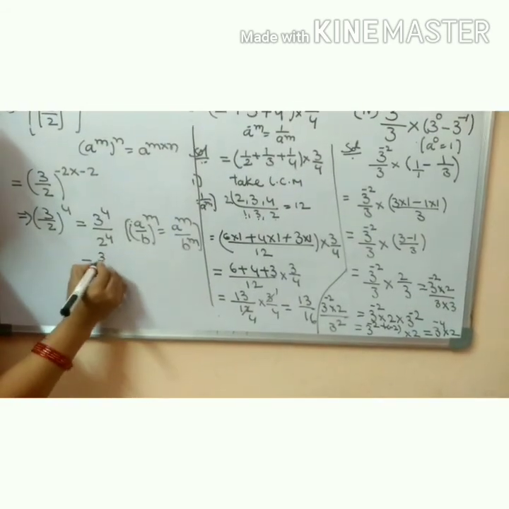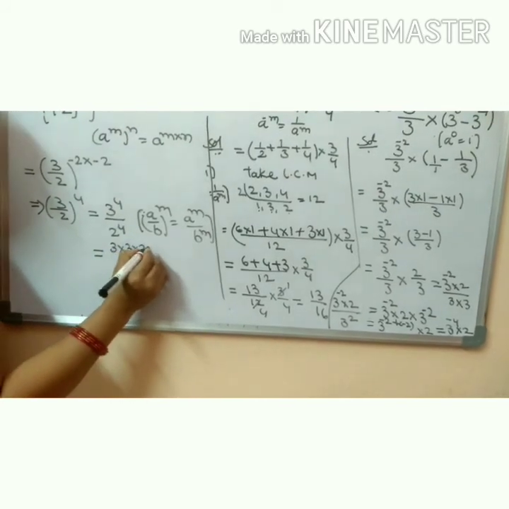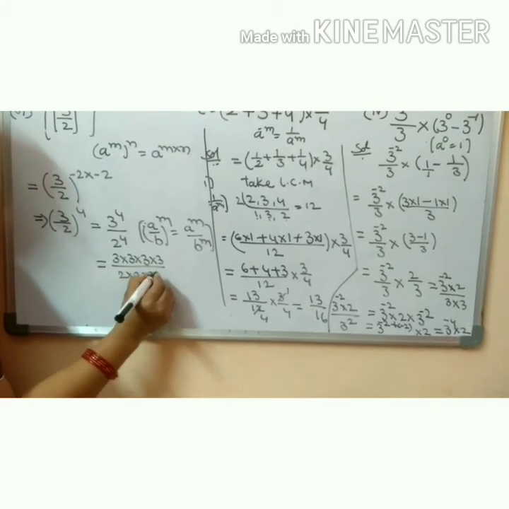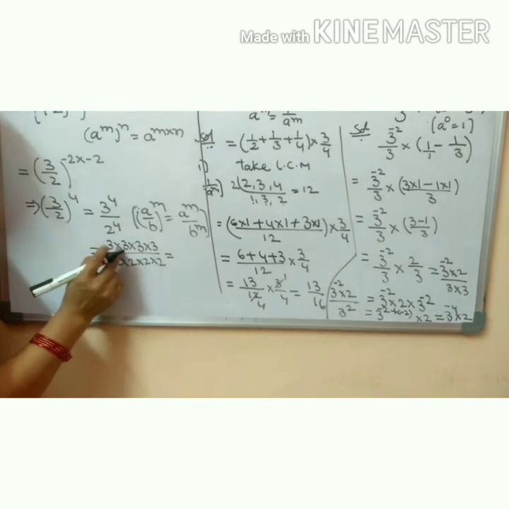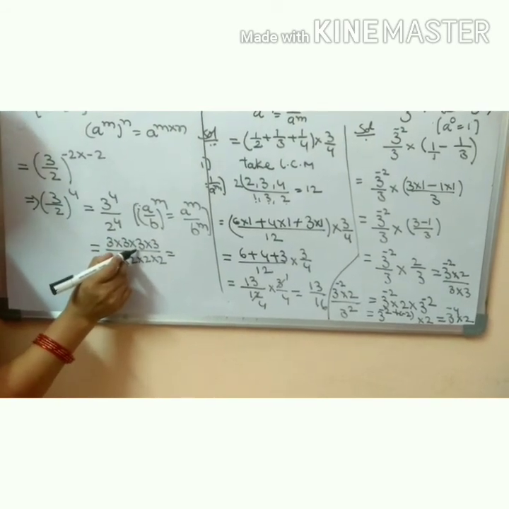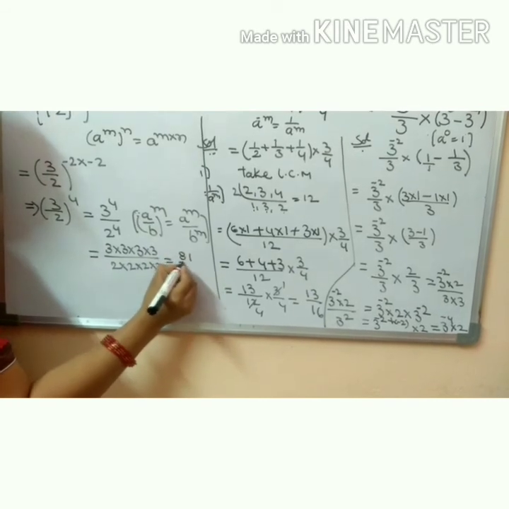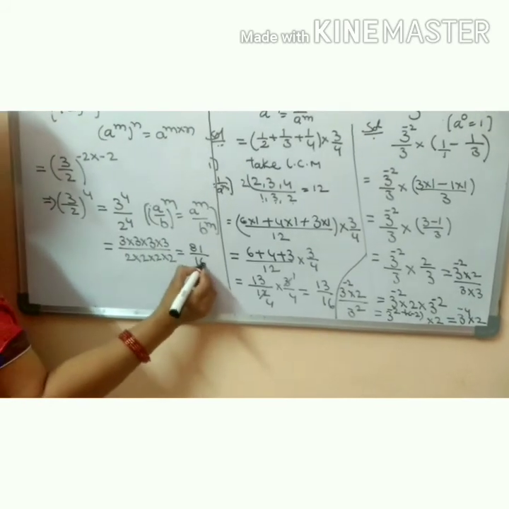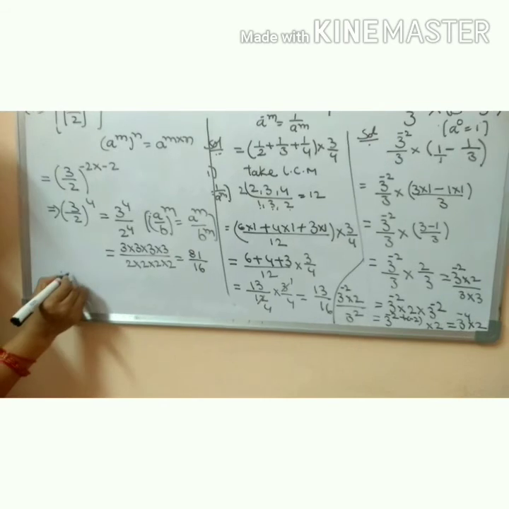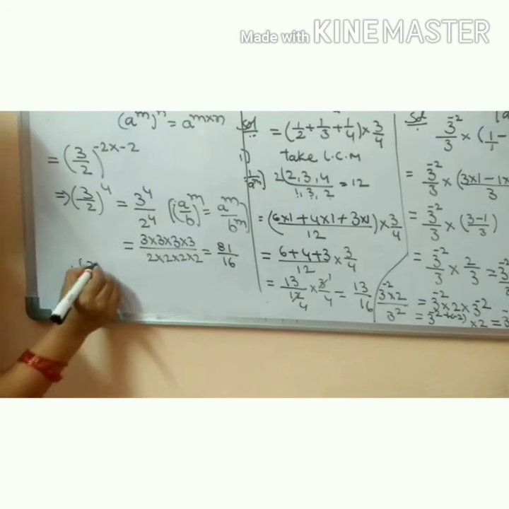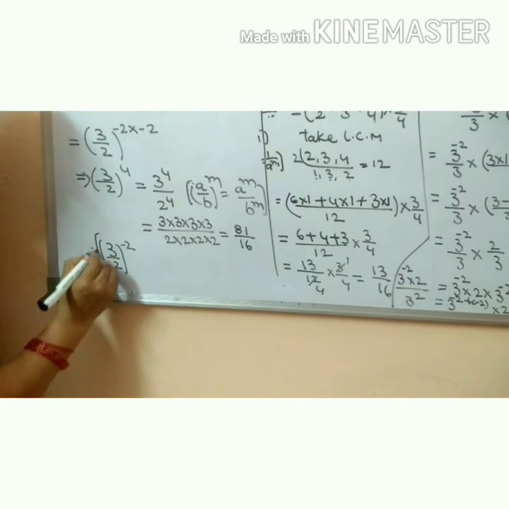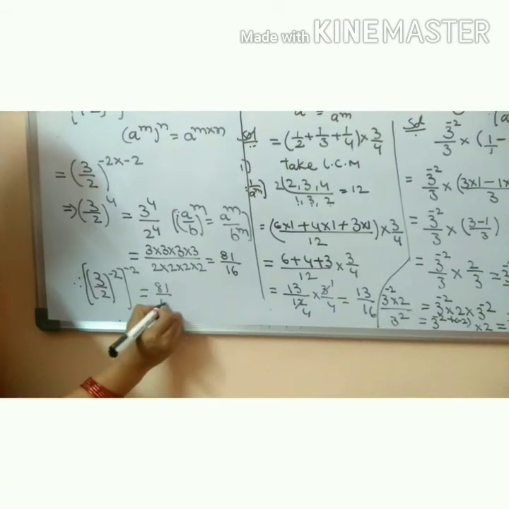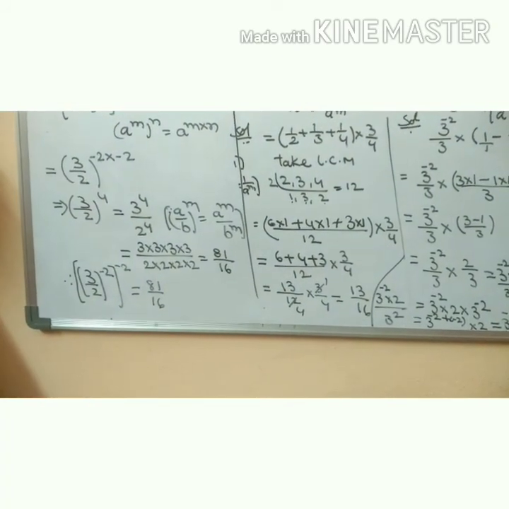So here write the value: 3, how many times? 4 times. By 2, how many times? 4 times. 3 threes are 9, 9 threes are 27, 27 threes are 81. By 2 twos are 4, 4 twos are 8, 8 twos are 16. The value of ((3/2)^-2)^-2 is equal to 81/16. Okay children, did you understand?